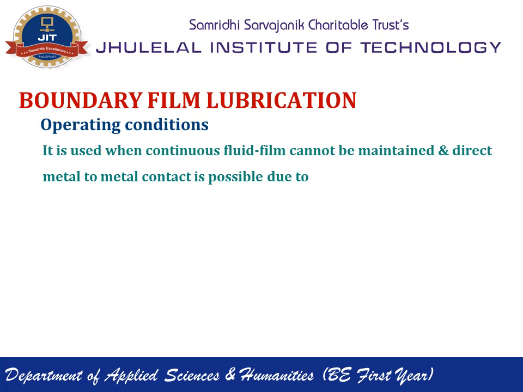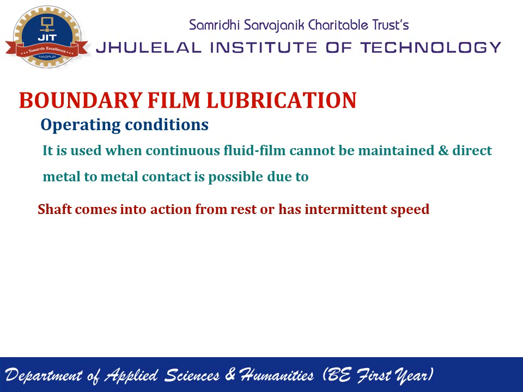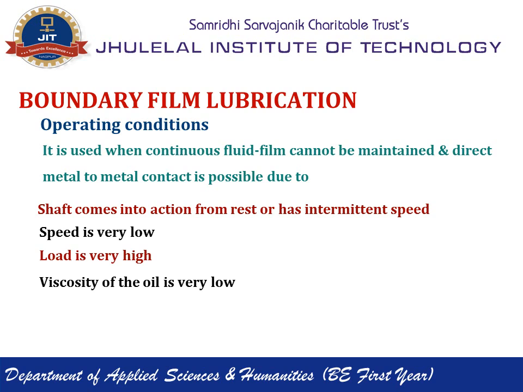The second mechanism is boundary film lubrication. This type of lubrication is used when a continuous fluid film cannot be maintained and direct metal-to-metal contact is possible due to certain reasons, such as the shaft coming into action from rest, as in the case at the starting and stopping positions, or has intermittent decrease in speed, or the speed is very low, or the load is very high, or if the viscosity of the oil is very low, or if working temperature has large variations.